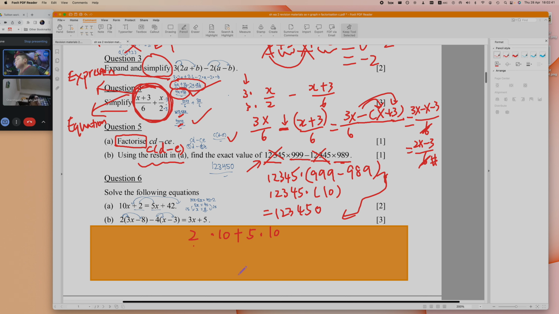So what is common? The 10. Yes, so let's say you underline the 10 is common. So take out the 10, then you delete the 10, right? So that is our way of doing things. So you are left with 2 plus 5, right? So it's 10 times 7 and then 70. Are you clear? So you can also use factorization for numbers.